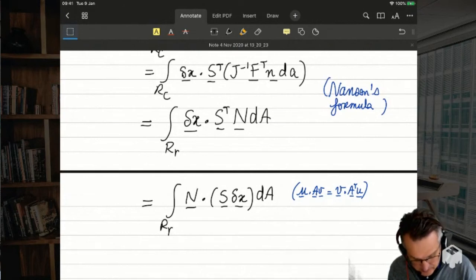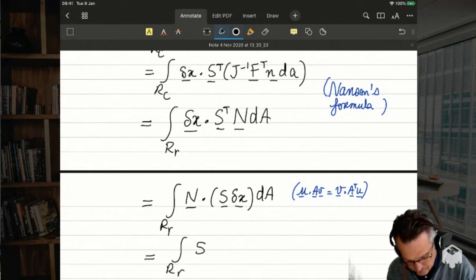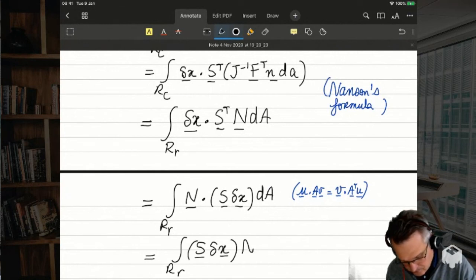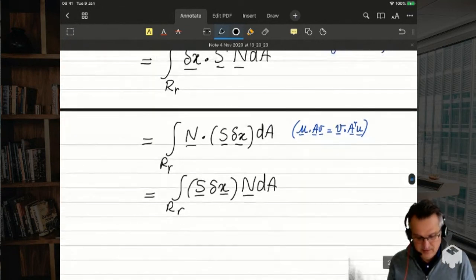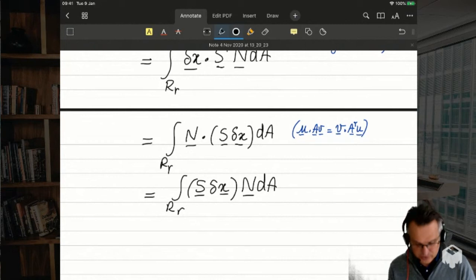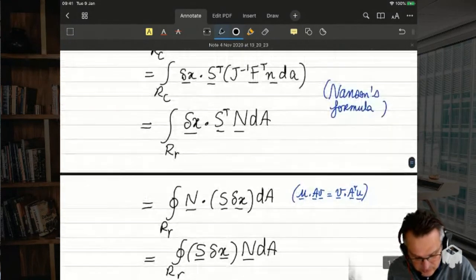And now that's just the dot product of two vectors. And now I can write this. I can look at this and see that I can use the divergence theorem. Sorry, I should have also specified that all those were on closed surfaces.